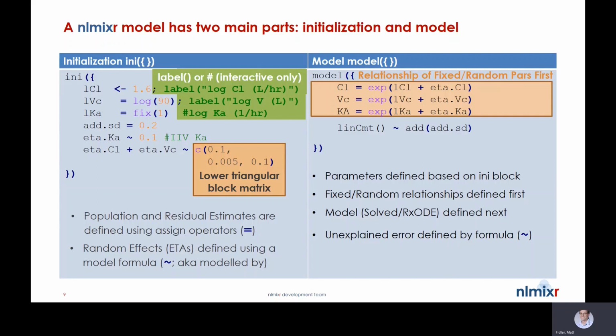In nlmixr, the model statement shows the relationship of the fixed and random parameters, usually first, and then it shows the model itself. In this case, it's a closed form solution and says it's modeled by an unexplained residual variability of an additive error, or just normal residual variability.